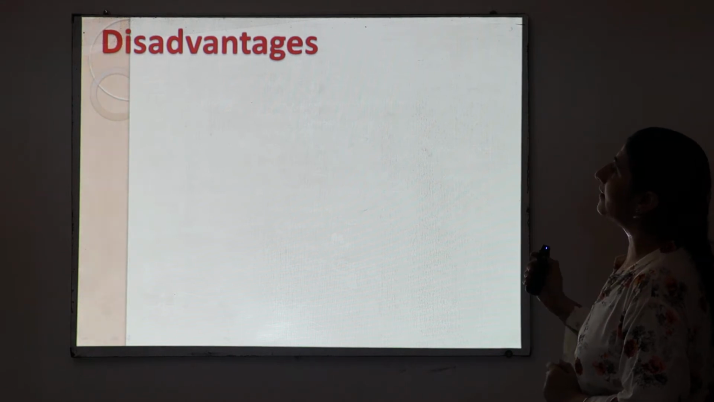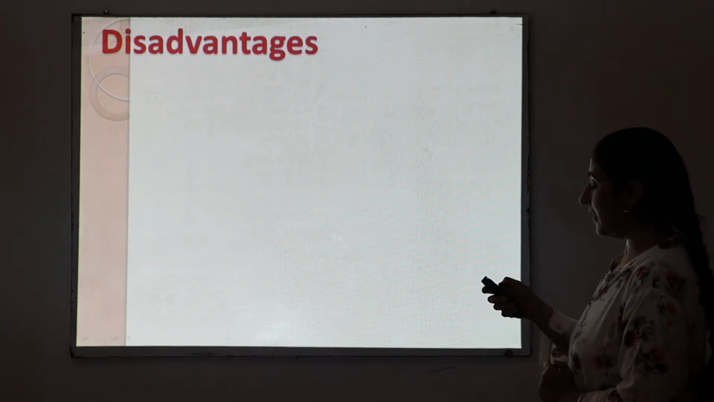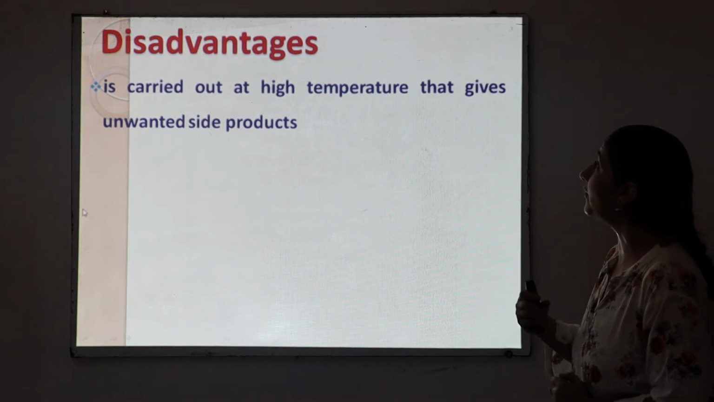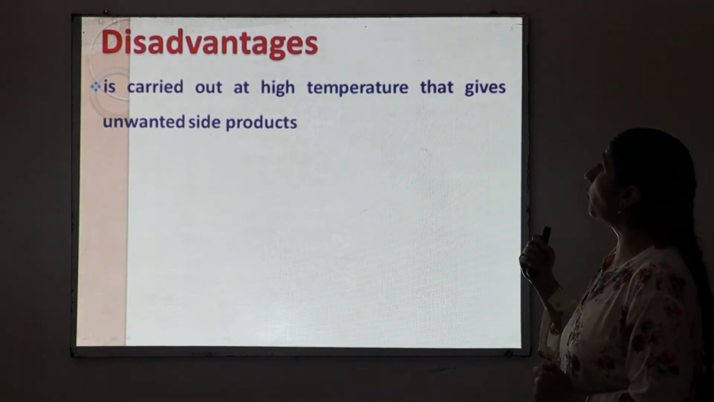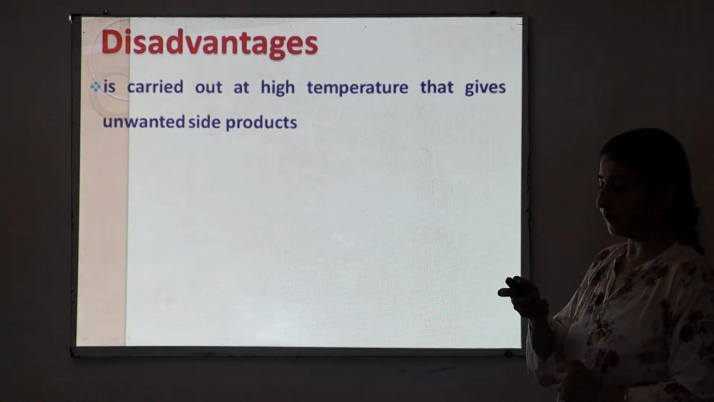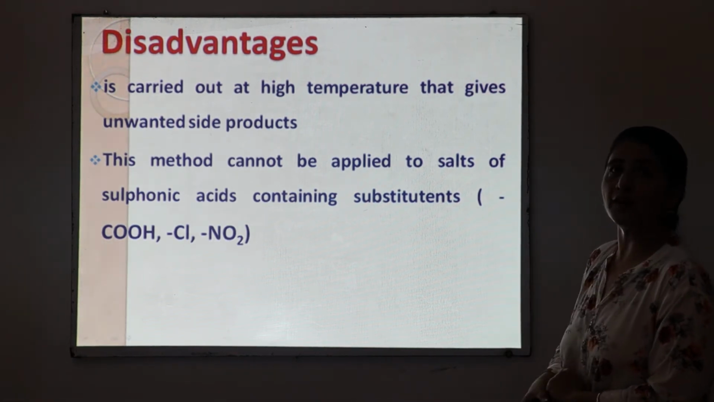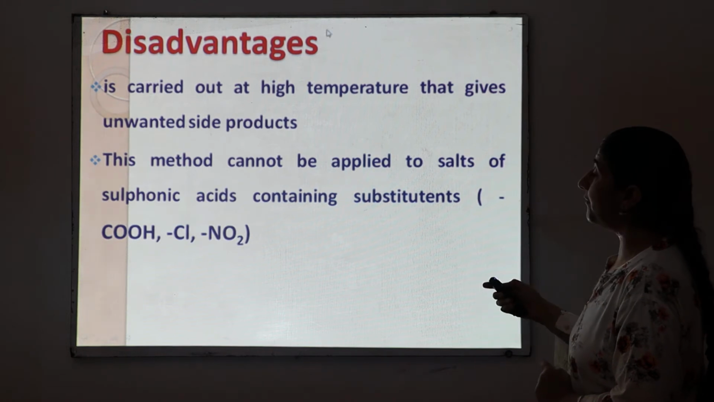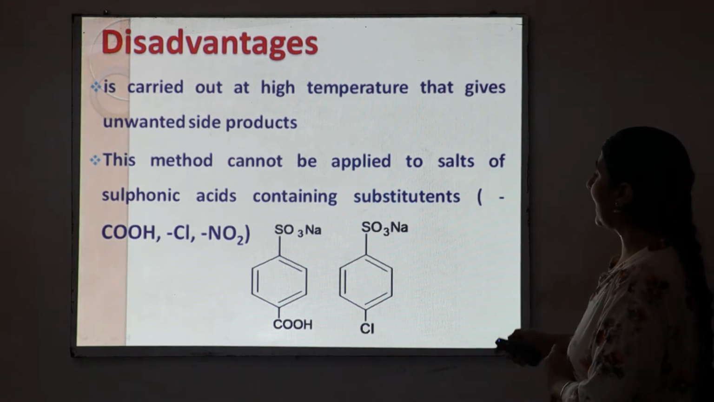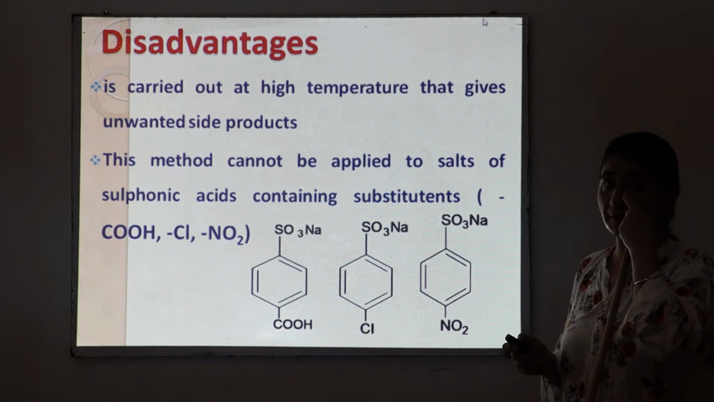This reaction has two disadvantages or limitations. Number one, this reaction is carried out at high temperature, so due to the high temperature, this reaction provides unwanted side products along with the major product, that is phenol. The second disadvantage is that this method can't be applied to salts of sulfonic acids containing different substituents such as carboxylic acid, second chlorine, and third nitro. So this is the first method of preparation of phenol.